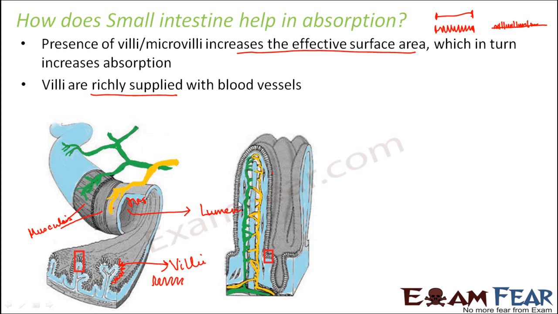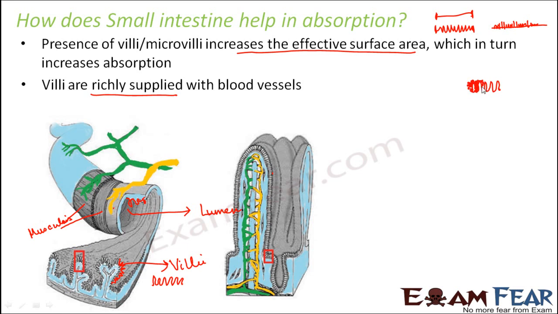They in turn have microvilli, which increases the surface area. So basically it is something like this. On the inner surface of the innermost layer of epithelium, they have villi like this, and each of these villi in turn has microvilli like this.